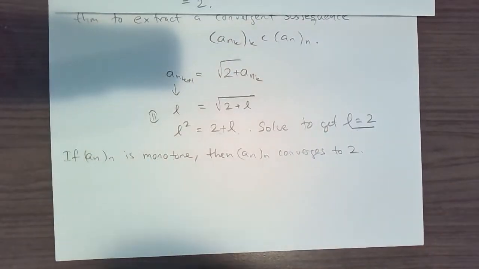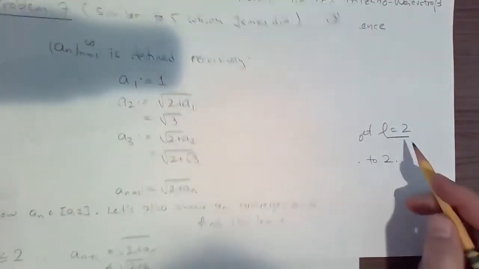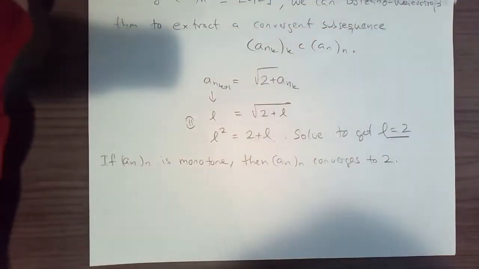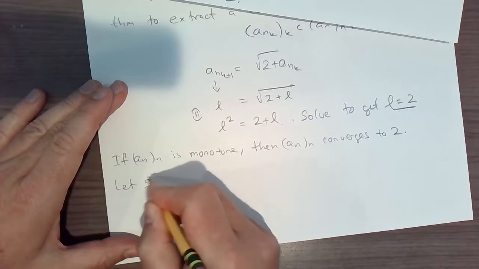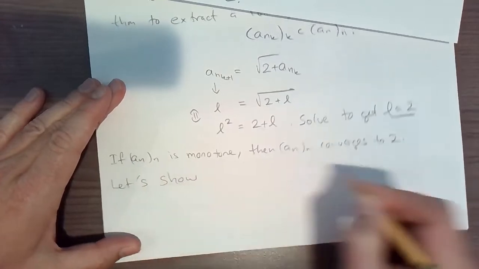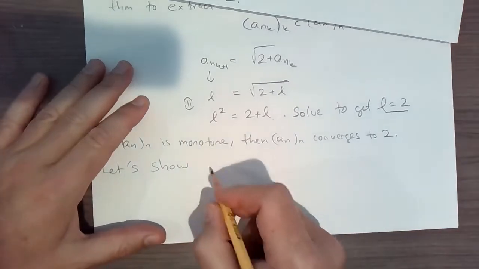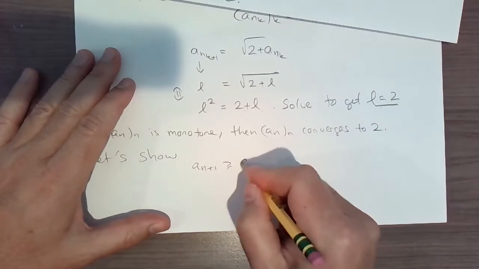So if you can prove monotonicity, so either decreasing or increasing, well, we'll be done. And we can see here that it starts out at 1. So it seems like we should probably try to prove that it's increasing if it's monotone. So let's show that it's monotonically increasing. Okay, so we are saying now that A(n+1) is going to be bigger than A_n.